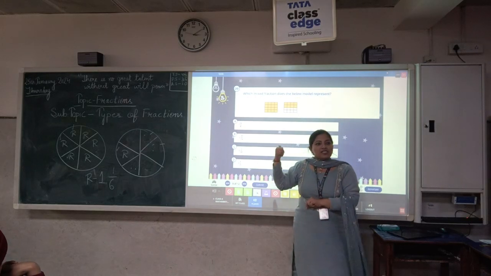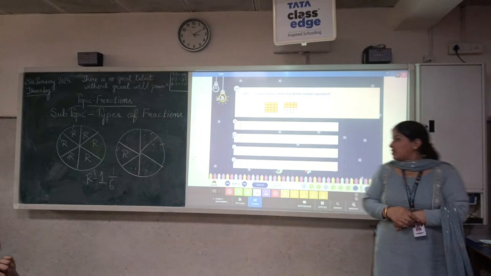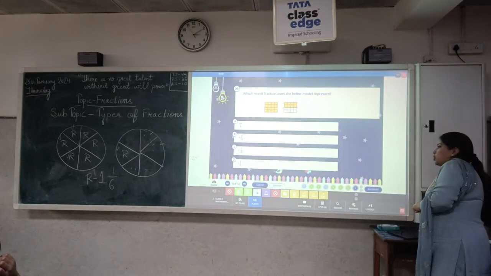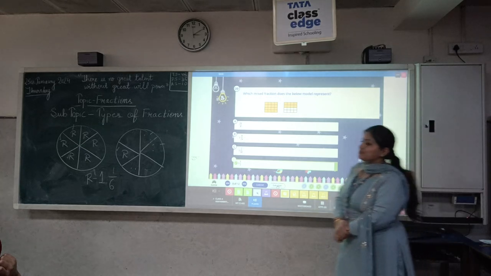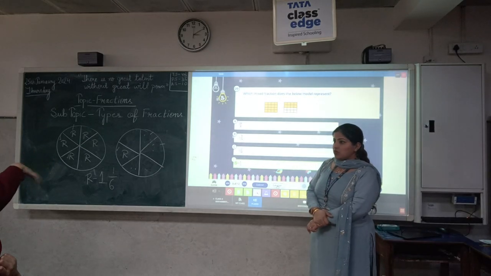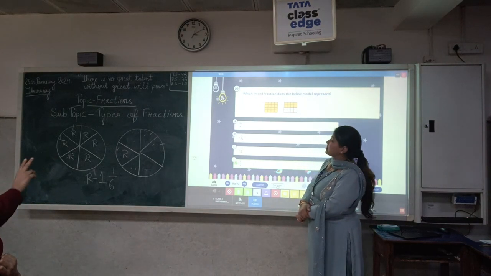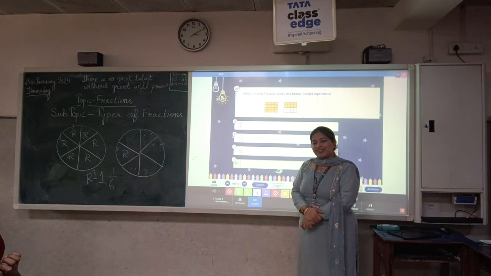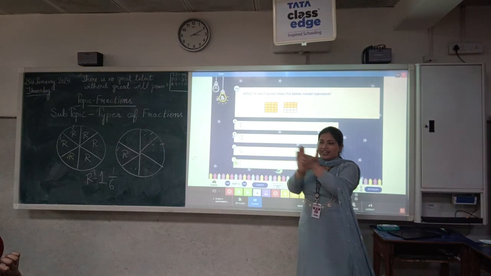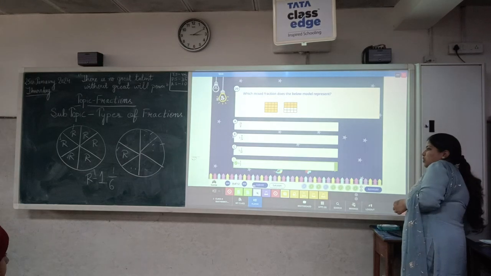So, the answer of this part is Prisha. 1 upon 2. 1 upon 2. Can you explain? Yes, ma'am. Because the first figure is fully colored, representing 1. And the other figure has 16 parts and 8 are shaded, and 8 is half of 16. Very good. Well done, Prisha. Very nice. Now look at the next question.